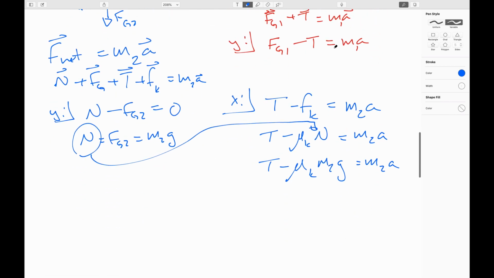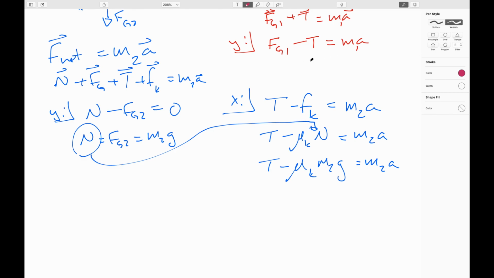So we've got two equations and two unknowns. Our unknowns are the acceleration, which we want to know, and the tension, which we don't care about. You can do it however you like. In a previous video, I did it where I added the two equations to make the tension go away. So here, just to change it up a bit, let's solve the Fg1 equation for the tension and stick that into the one for mass 2.